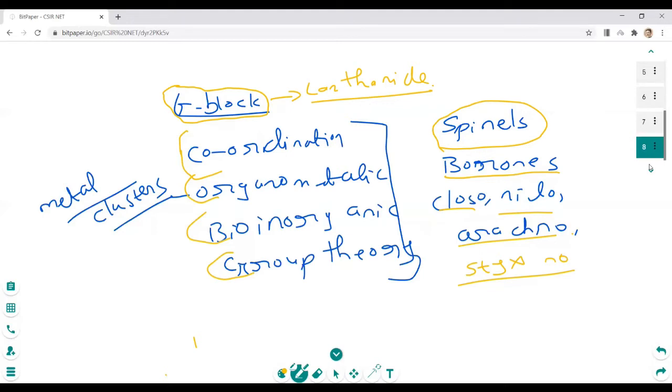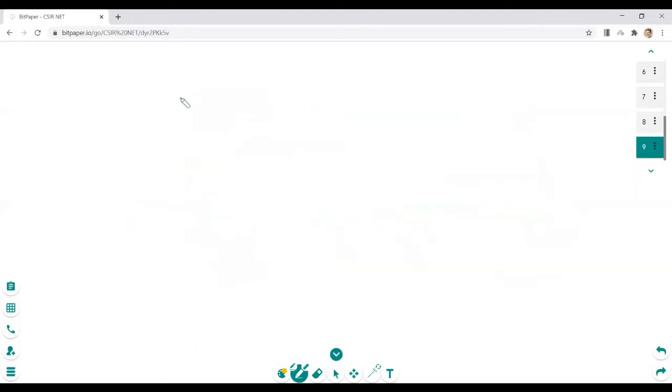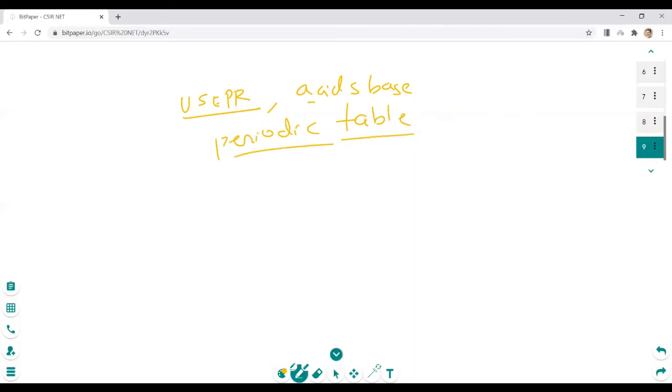Other than this, the previous ones I mentioned, you just glance through VSEPR, because you are an MSc chemist, which means you have already learned extensively about VSEPR. You have learned about acids, bases, and also the periodic table. So it doesn't need special attention. You can just glance over it. So this is all about inorganic chemistry.